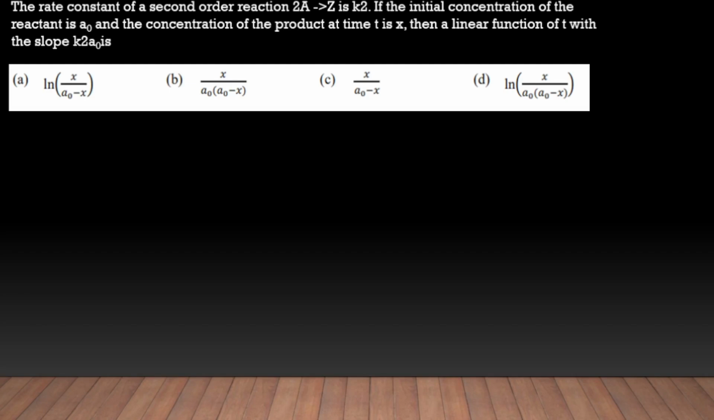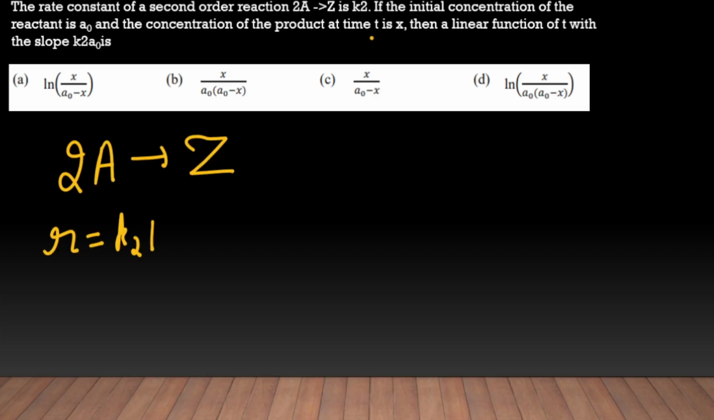The rate constant for a second order reaction, which is 2A giving Z, is K2. If the initial concentration of the reactant is A naught and the concentration of the product at time t is equal to x, then which is the linear function of t with the slope K2 A naught? So for the second order reaction, shown as 2A to Z, the rate is K2 times A square.